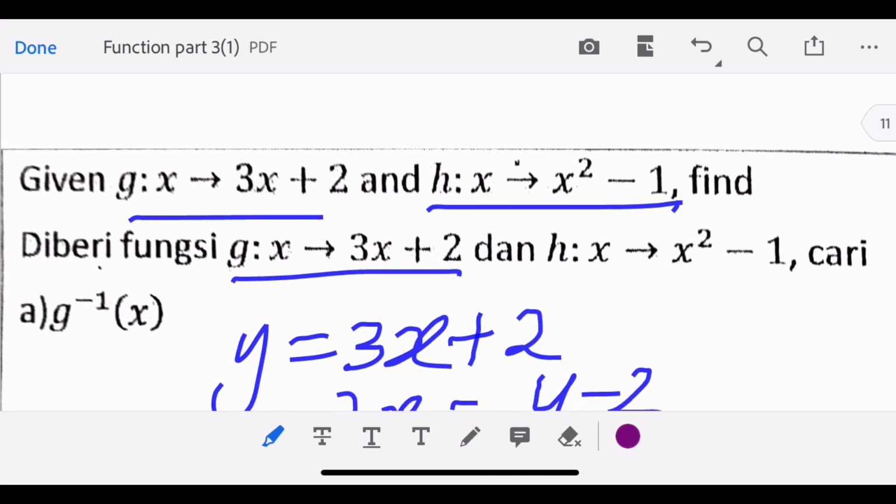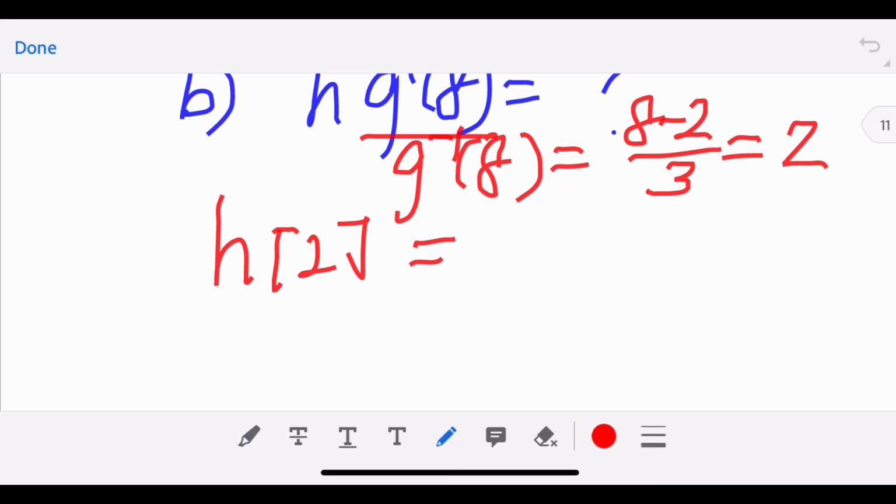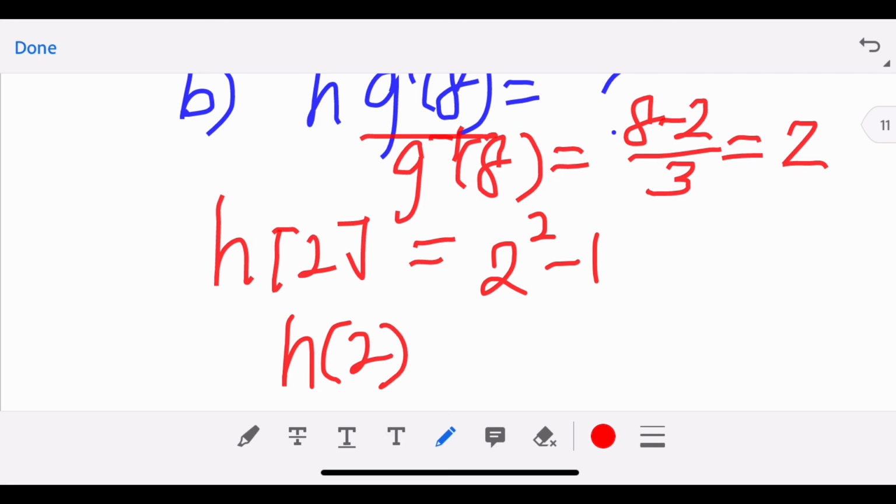So let me see, h(2) is 2 squared minus 1, because h(x) is x squared minus 1, so h(2) is equal to 2 squared minus 1, which will be 3. So this is the answer for 11, right?